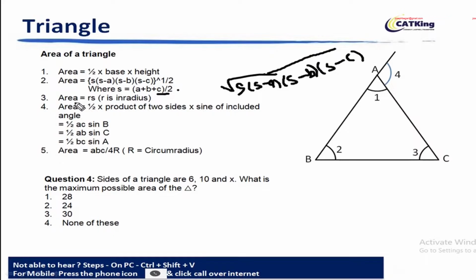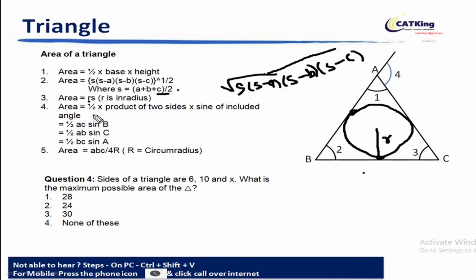Alright, so the third formula for finding the area of a triangle is r into s, where r is the inradius. Inradius is the radius of the circle which is inscribed in that triangle. Inscribed means a circle which is touching all three sides and lying inside the triangle. So this is the incircle, and this radius is called the inradius, small r, right?